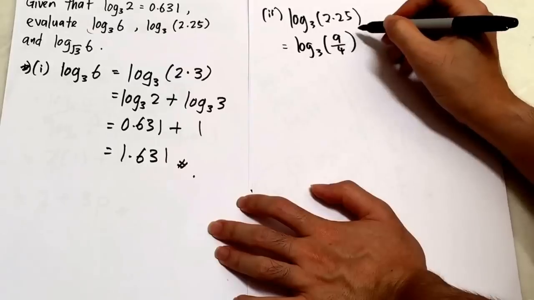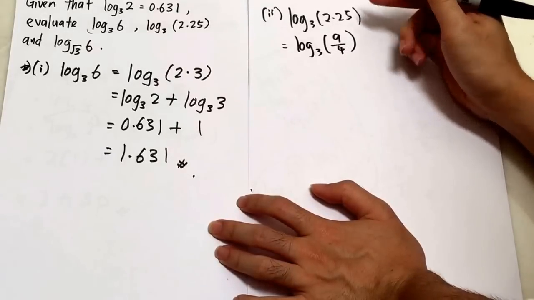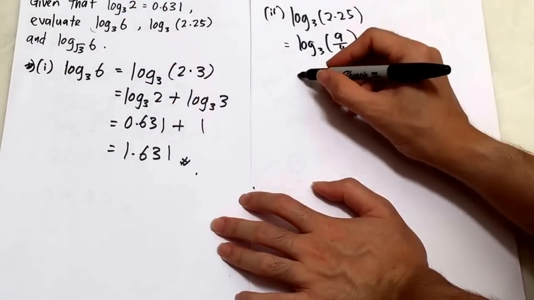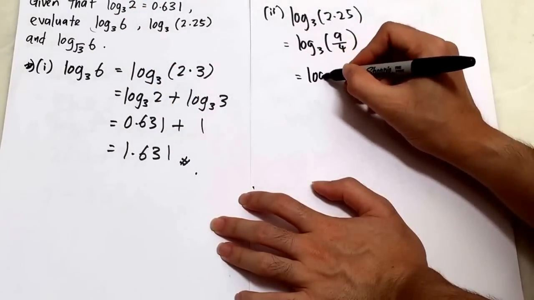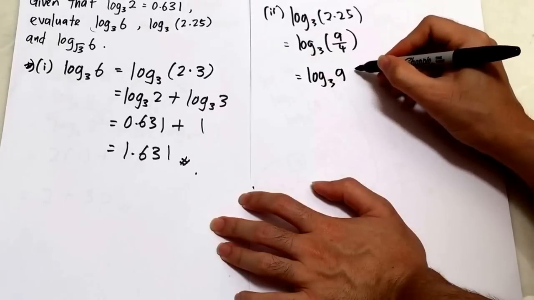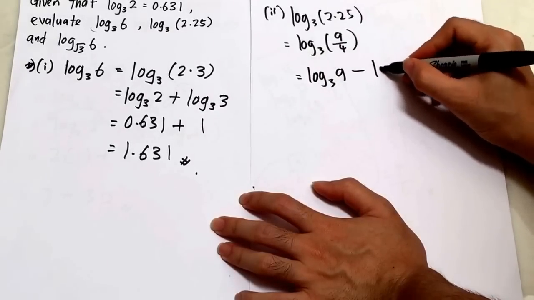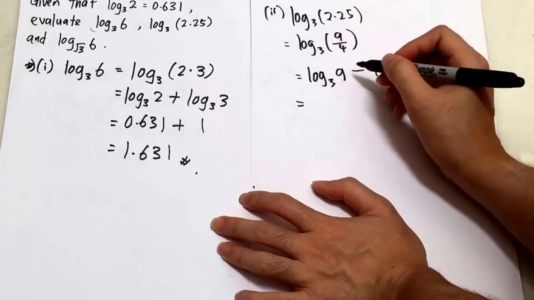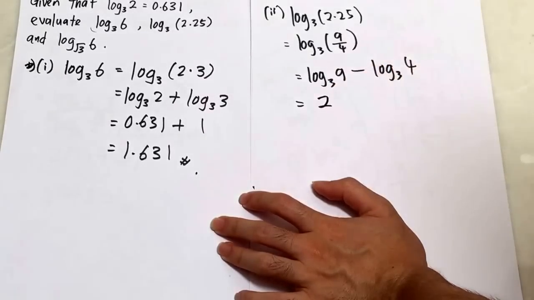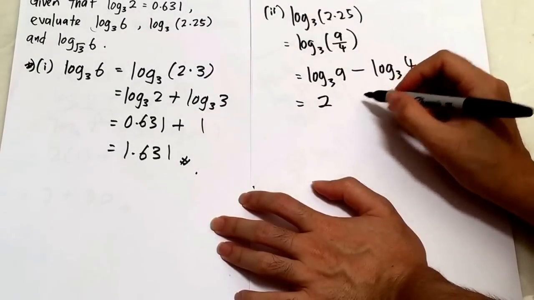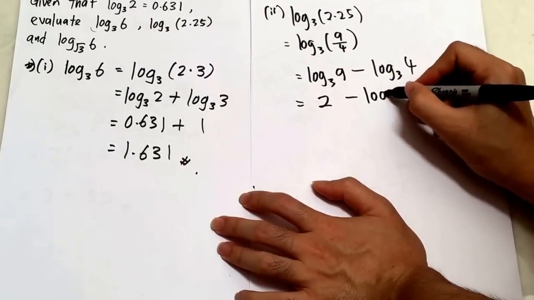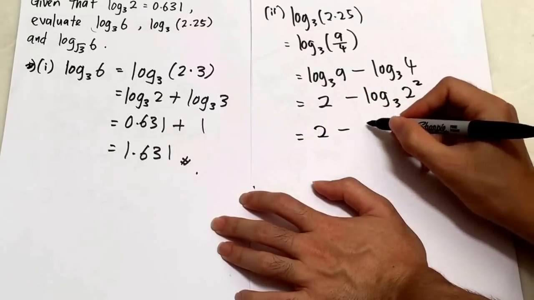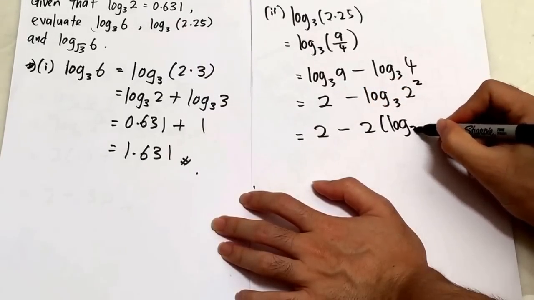Because 9 is 3 squared and 4 is 2 squared, I have something related to 3 and 2. Then I guess it will be easier for me. So I'm going to do something like this. This is log base 3 of 9 minus, because it's divide, log base 3 of 4. Log base 3 of 9 equals 2. If you're not sure, just see the example just now. For 4, I can change to 2 to the power of 2. So this is 2 minus 2 log base 3 of 2.